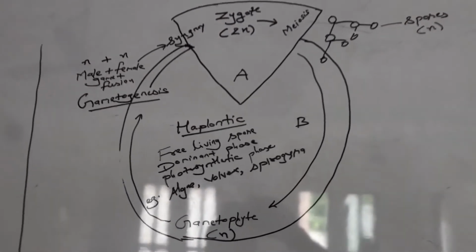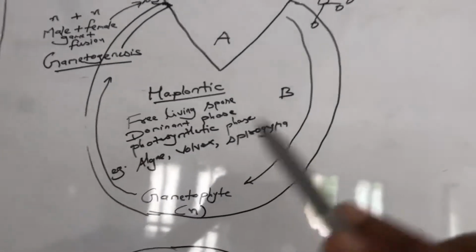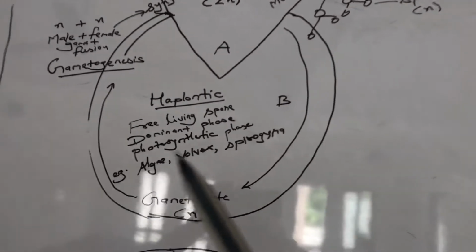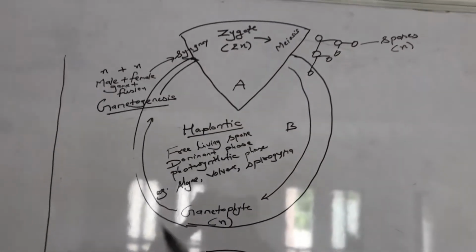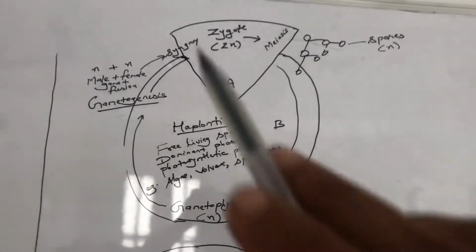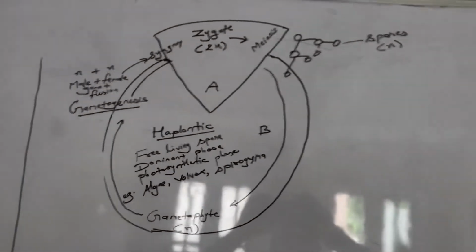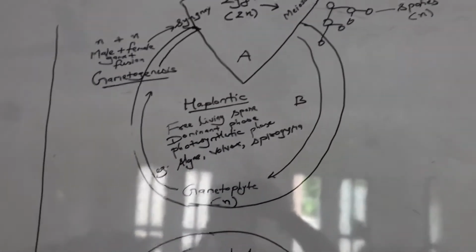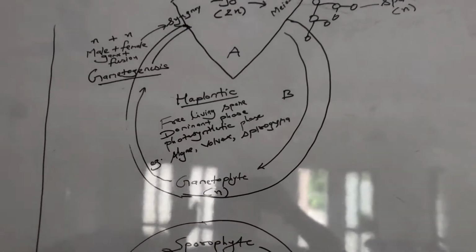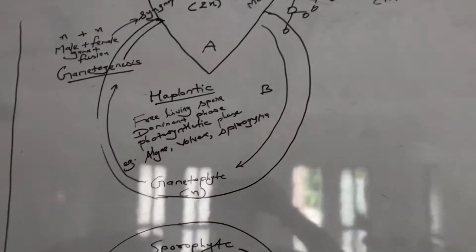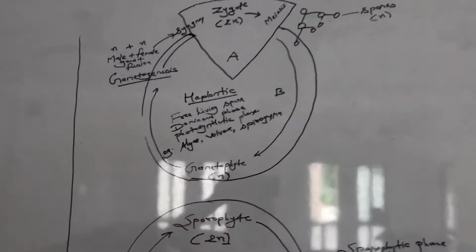That's why this is called the haplontic life cycle. In this haplontic life cycle we will find free living spores, and this is the dominant phase. Why dominant? Because this much portion is covered by the haplontic cycle, and only this much is covered by the diplontic, diploid phase. So haplontic has more phases, that's why it's dominant. It is a photosynthetic phase, and it is found in algae, for example Volvox and Spirogyra. So this much you have to remember and write for the haplontic life cycle.